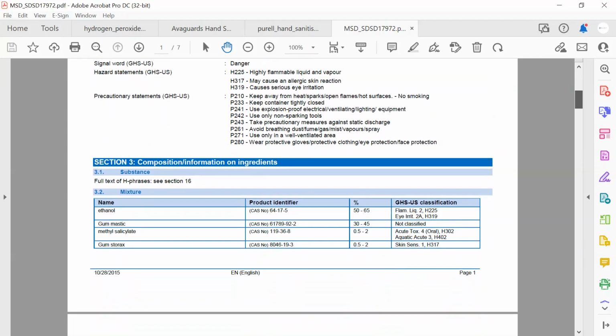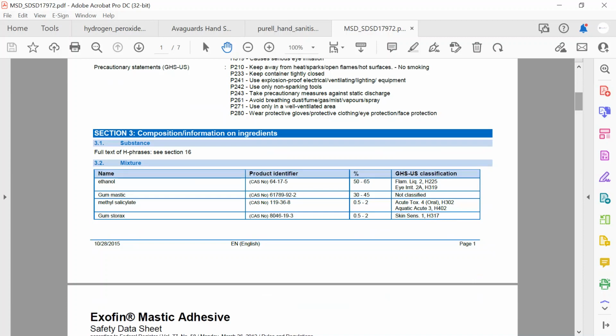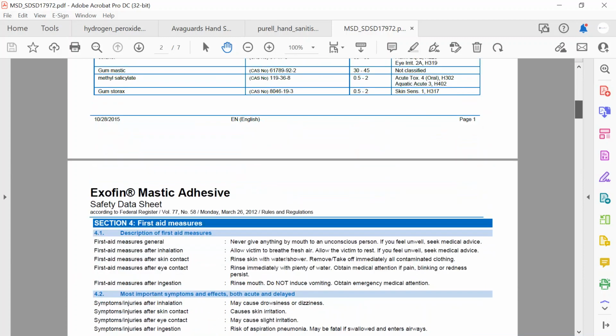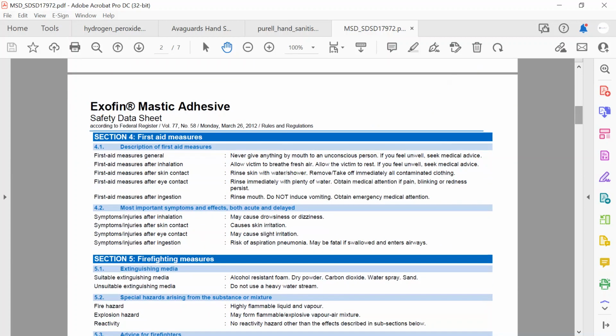So we see here that it has ethanol, which is, as we know, an alcohol, because we've seen it in a few of the other products that we reviewed today as common items. It also talks about our first aid in general, never give anything by mouth, allow a victim to breathe fresh air, rinse the skin with water in the shower and immediately take off any contaminated clothing. Rinse immediately if it's got it in the eyes, and obtain medical attention if blinking or redness persist with pain. If you ingest it, make sure they're rinsing out the mouth and do not induce the vomiting.